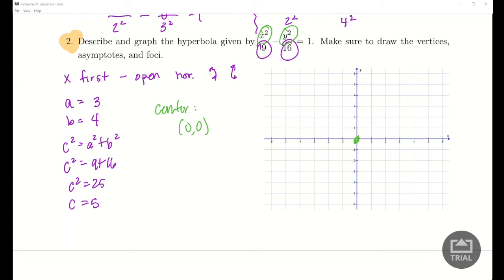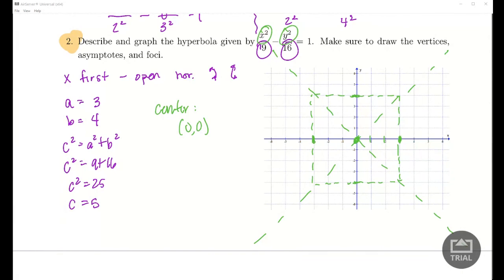So here's our center. A is 3, so we're going to count out 3 in the x direction. Count out 4 in the y direction, because that's what B is. And then draw a box instead of drawing your ellipse here. A dotted box, dashed box, that goes through those points. Okay, and then we're going to draw the asymptotes, and they're going to be big diagonals through the whole picture. An asymptote, remember, is a thing that the graph will approach but not touch.